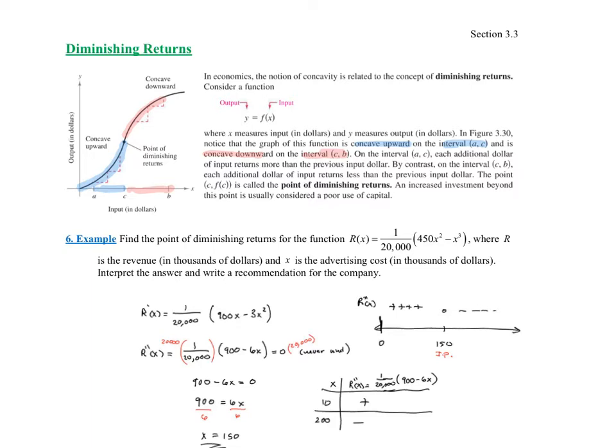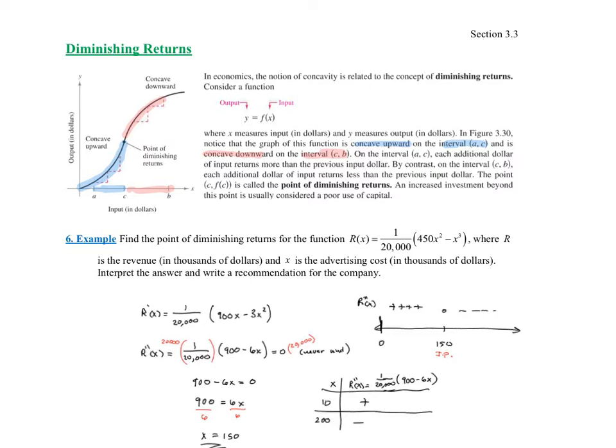It says, on the interval A to C, the blue area where it's concave up, each additional dollar of input returns more than the previous dollar of input. So investing a dollar, the next dollar you input, you're going to see even more of a return than you did with this one. Then it says, by contrast, on the interval C to B, the red interval here, each additional dollar of input returns less than the previous input dollar. So it's not that your output's not increasing, it's just not increasing by as much.